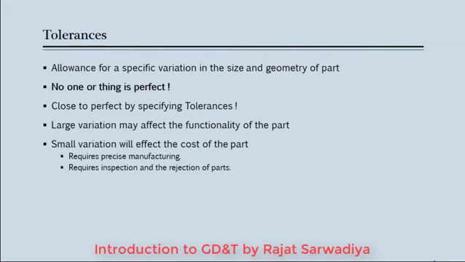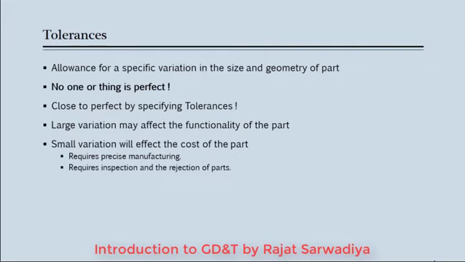Second thing, it should be inspectable. If we are unable to inspect the part with that much precision, then there is no point. We have some inspection devices, tools and equipment available having a least count of say 0.0001, and if we have given the tolerance of 0.00001, then we will not be able to measure it. When we cannot measure it, there is no point in giving that variation or tolerance.